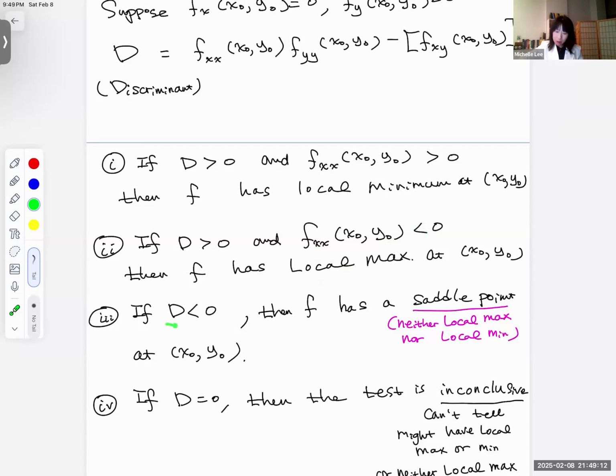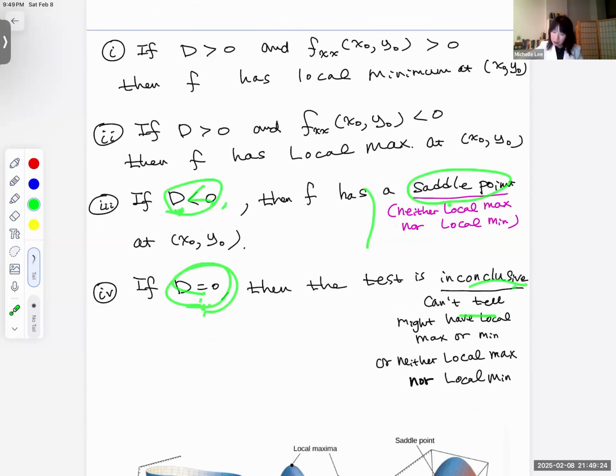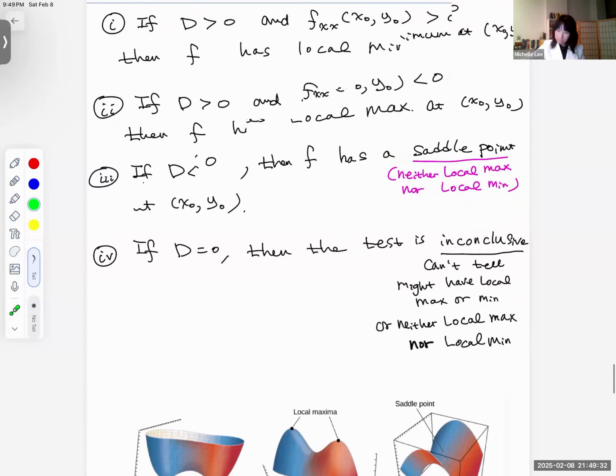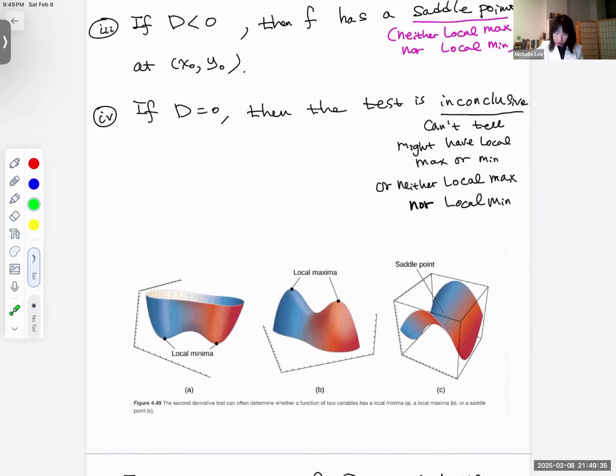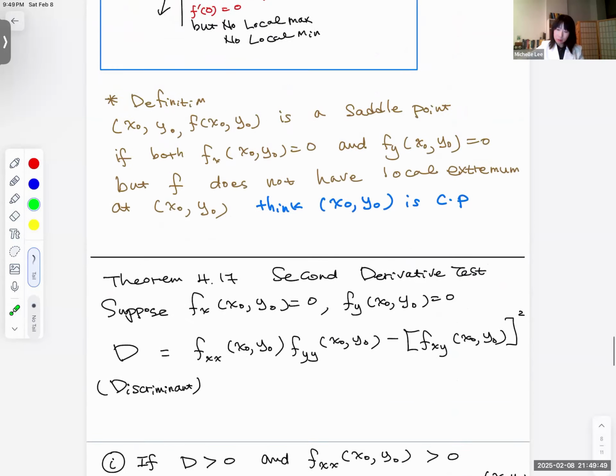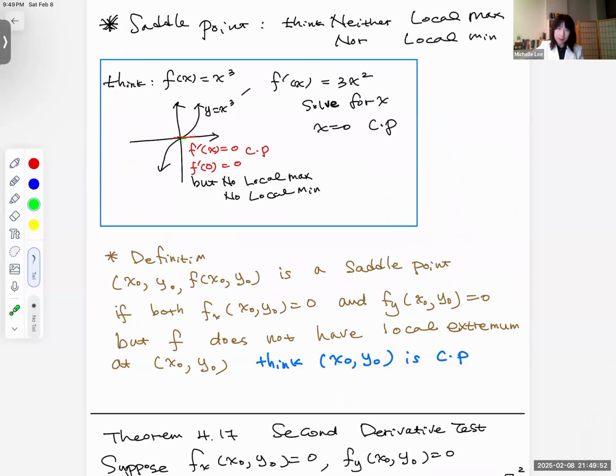Okay, now the discriminant is less than 0. We have a saddle point. And discriminant equal to 0, the test is inconclusive, right? So we cannot tell whether it is a local minimum, maximum, or saddle point. So here's the picture. Local minimum, we know that. This is the local maximum. Saddle point, neither local max nor local minimum. These kinds of things.